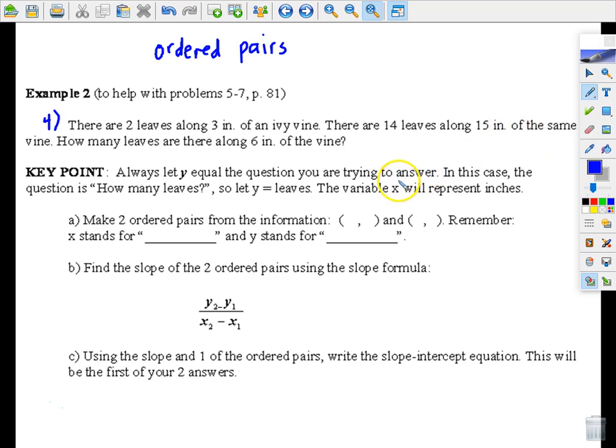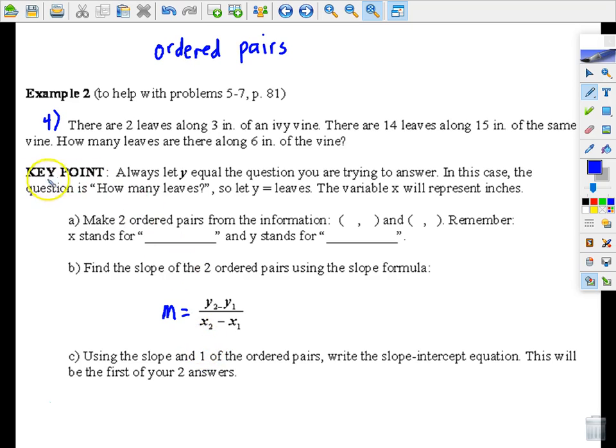I'm not really told specifically that anything is moving at a constant rate of change like I was previously, but I am given some numbers that could be put together as ordered pairs. And if I have a couple of ordered pairs on a line, I can refer to my slope formula, and that will help me to eventually write the equation.